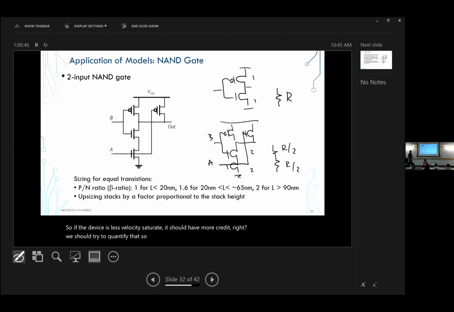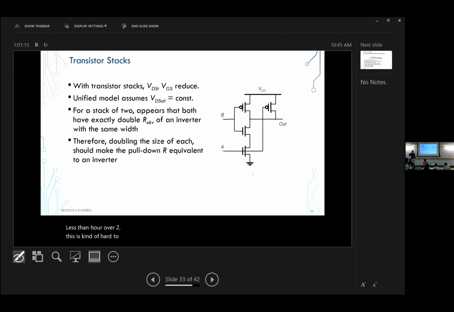So that simply means that if I double the width of these devices, if they're velocity saturated, this equivalent resistance is going to be less than R. Each one of them is going to have more current, and their equivalent resistance is going to be less than R over 2. This is kind of hard to think of, where you're changing not the numerators but the denominators in the equations. That's the basic idea here.